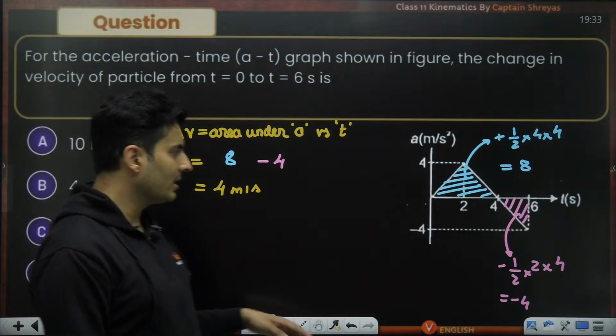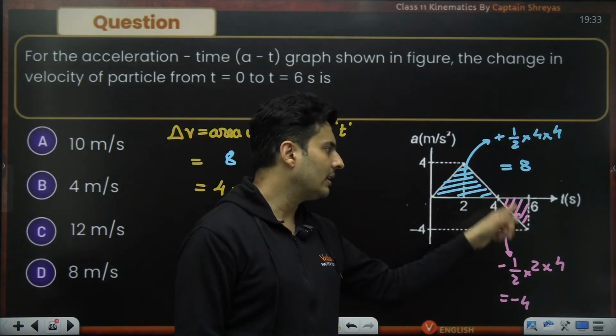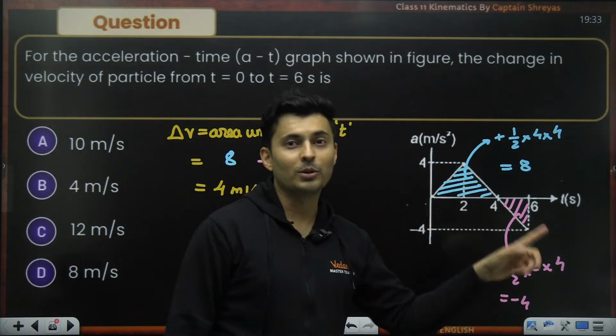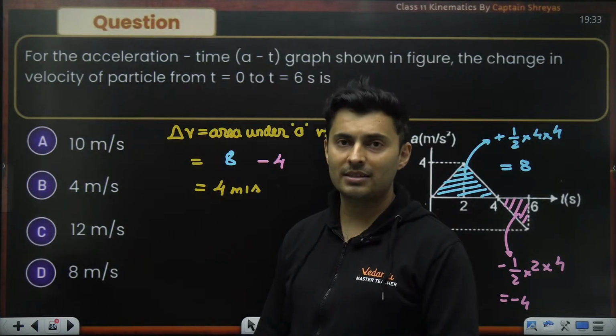A lot of students forget taking the minus sign. So they get the area as 8 and the area as 4 and they add 8 and 4. 8 and 4 will give you 12. They mark C, that will give you minus 1 marks.